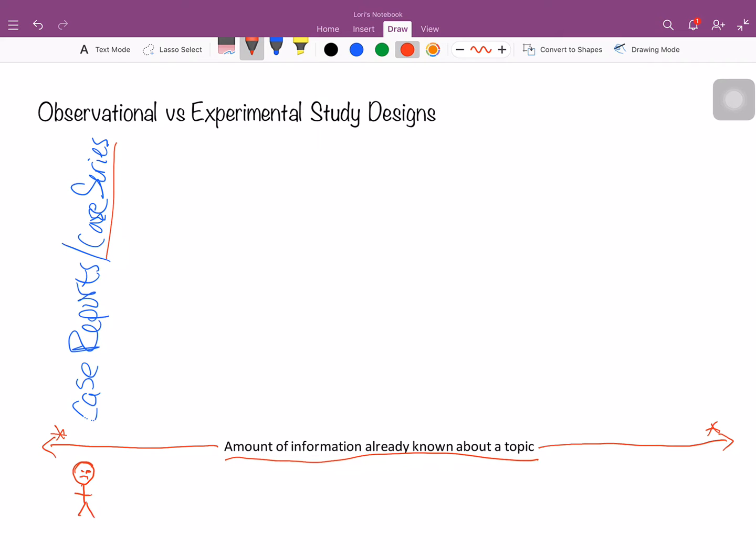And if you notice, it's way down here at the bottom at the point where we do not have very much information about a specific topic, and we're really just noticing something. So that's case reports and case series. The next one on the list that I'd like to share is called a cross-sectional study.